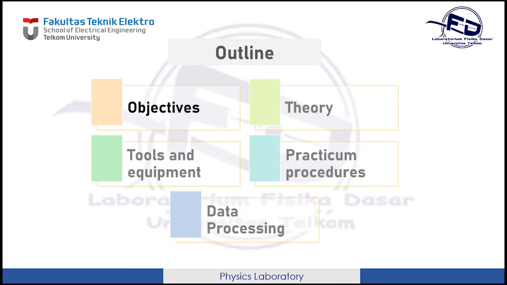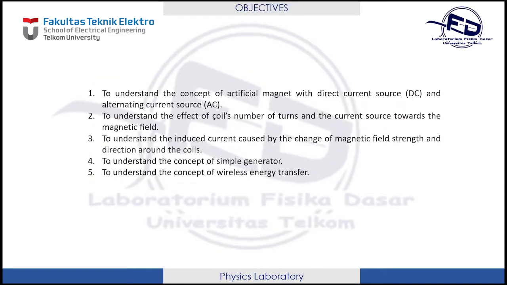First outline, objectives. This module has 5 objectives to be attained by the end of the practicum. First, to understand the concept of artificial magnet with direct current source or DC and alternating current source or AC. Second, to understand the effect of coil's number of turns and the current source towards the magnetic field.